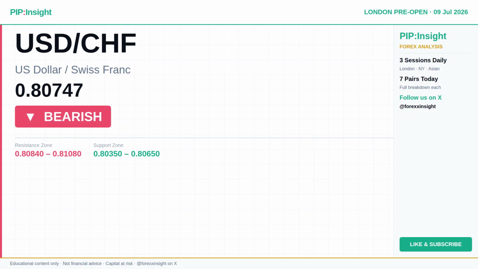Dollar Swiss. The chart is showing tentative bearish structure on this session. The 1-hour is also pointing lower. Resistance is marked between 0.8084 and 0.8108. Support is marked between 0.8035 and 0.8065. Here is the full chart breakdown.